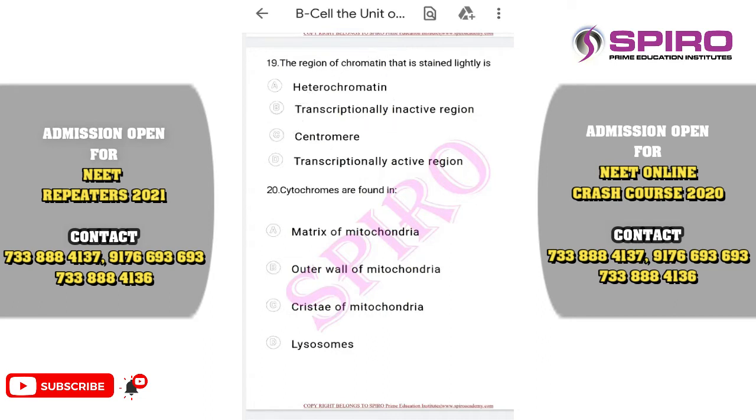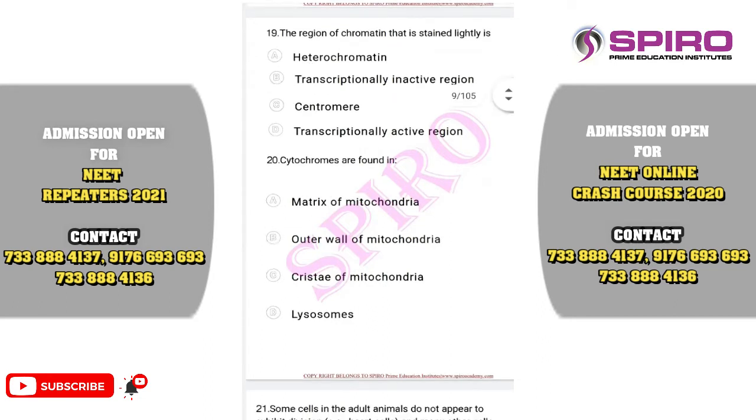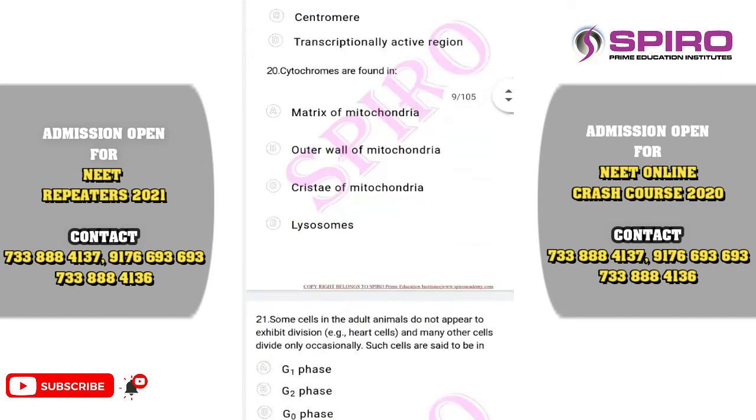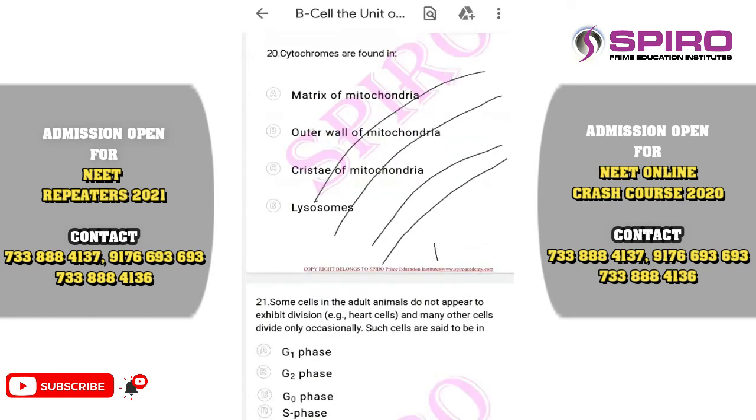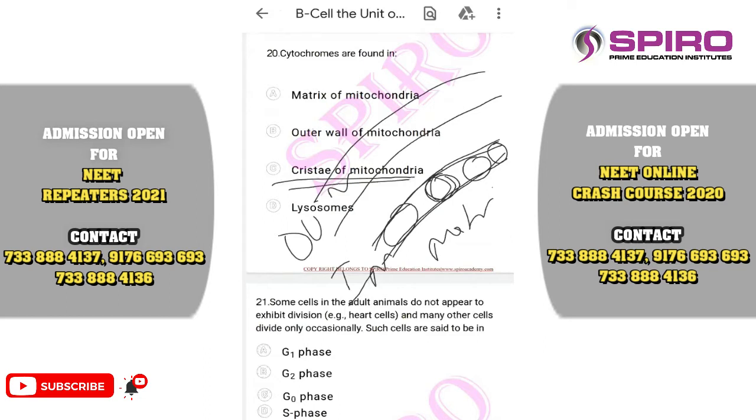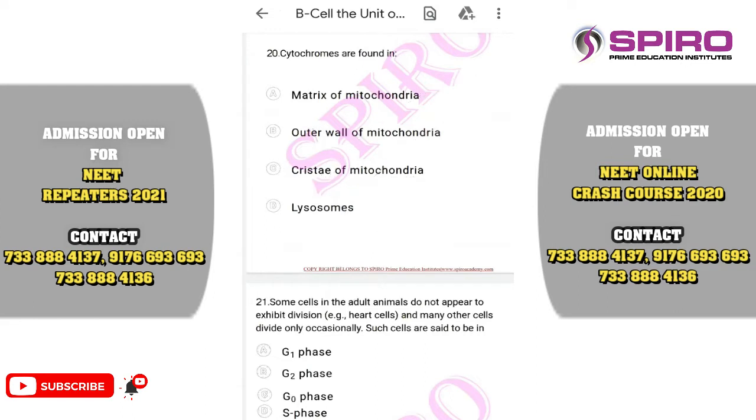And proceeding to question number 20, the cytochromes are found in. So this is about cellular respiration, where you have the matrix here, the inner mitochondrial membrane, and the outer membrane of mitochondria. In this region, you have the electron transport chain, where five different complexes are arranged. So in this only, you are going to have the cytochrome, right? So the question is, cytochromes are found in the inner membrane of mitochondria or the cristae of mitochondria. The correct option is option C.